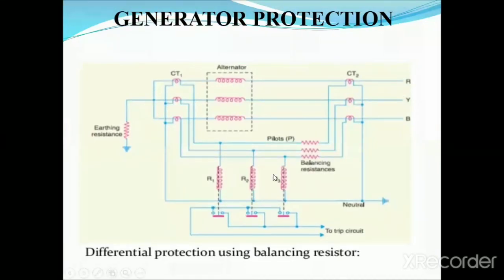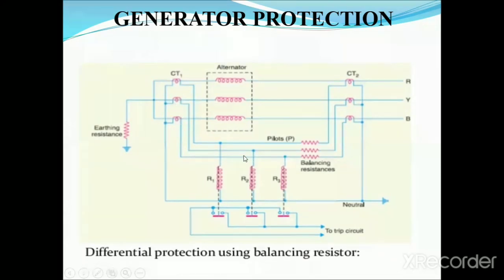Okay, this is the differential protection in the case of a generator. This is the generator winding. At both ends of this generator we are connecting CT1 and CT2. We already studied the differential relay protection. What is the working of that differential relay?